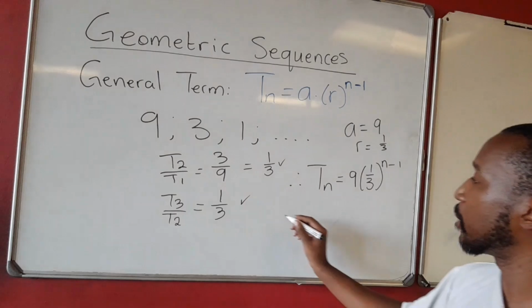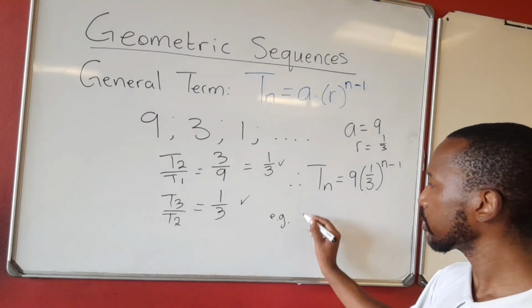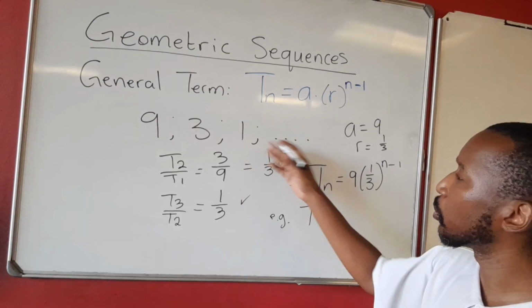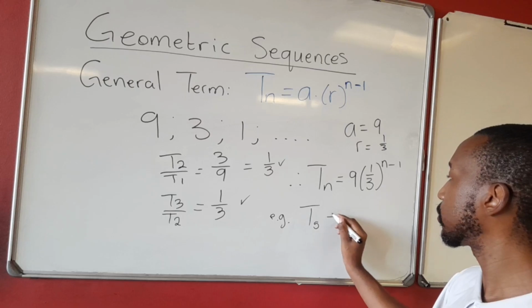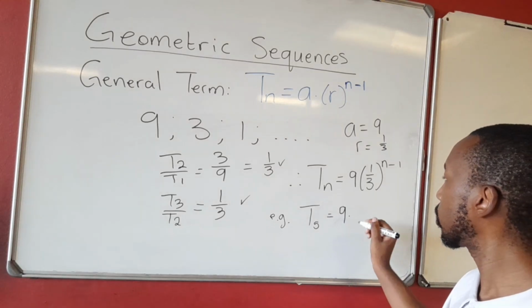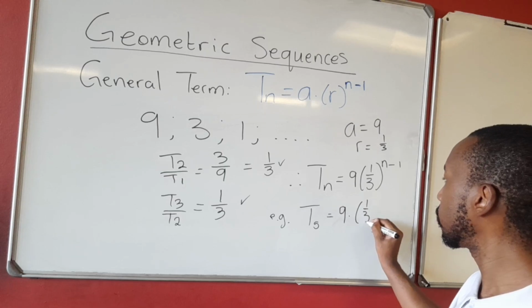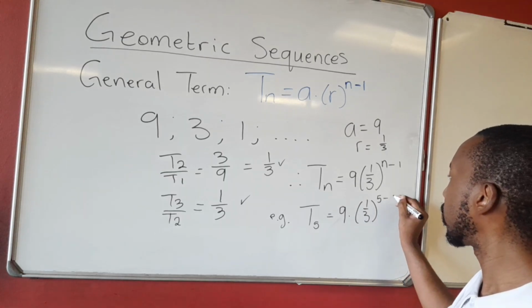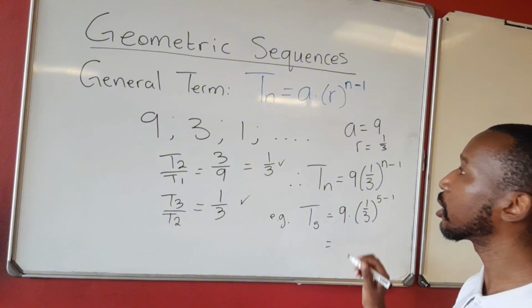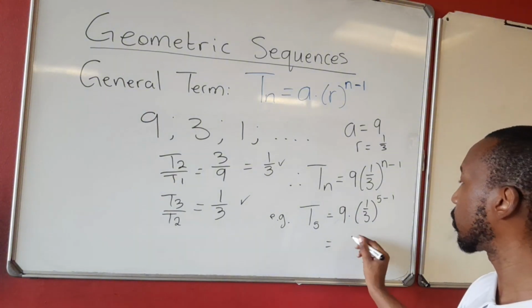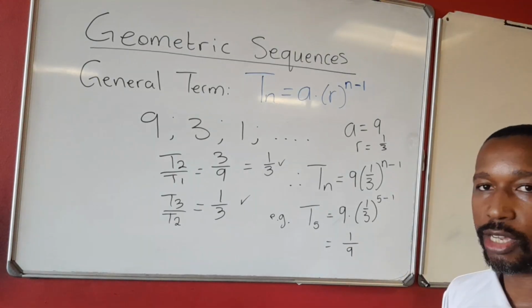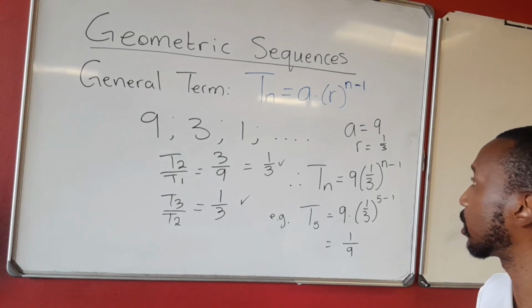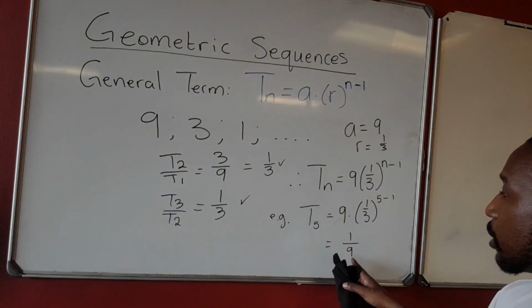So now we can even make an example by getting, let's say, term number 5. If you want to get term number 5, you would go in here, slot in 9 times (1 over 3) to the power 5 minus 1. Then we can see that our term number 5 is going to give us 1 over 9. You can check it in your calculator, of course, to be certain that it's true. But that's definitely going to be our term number 5.